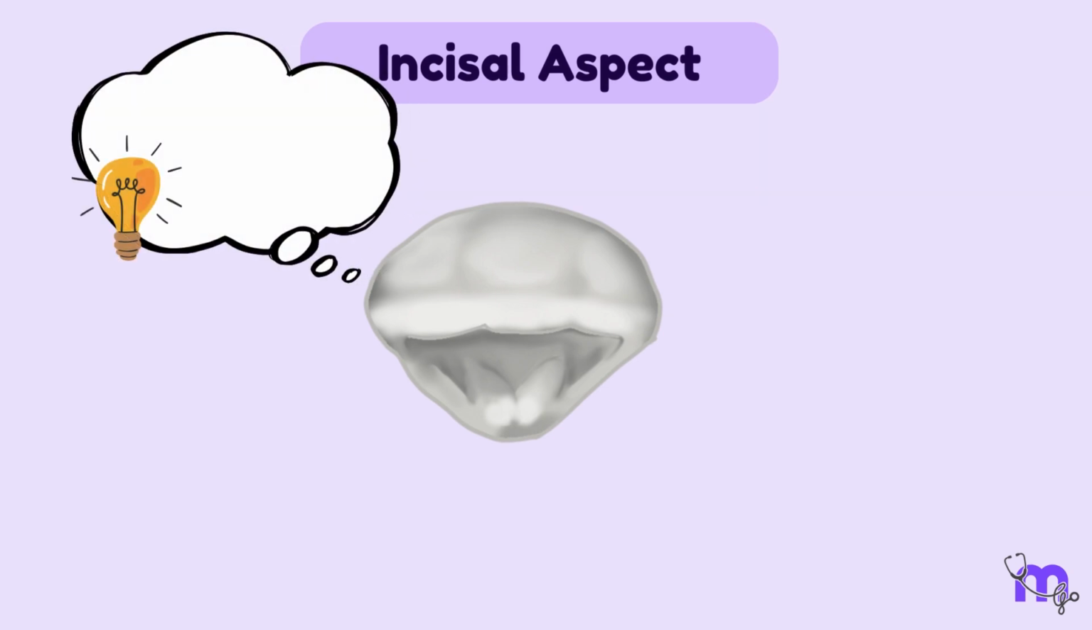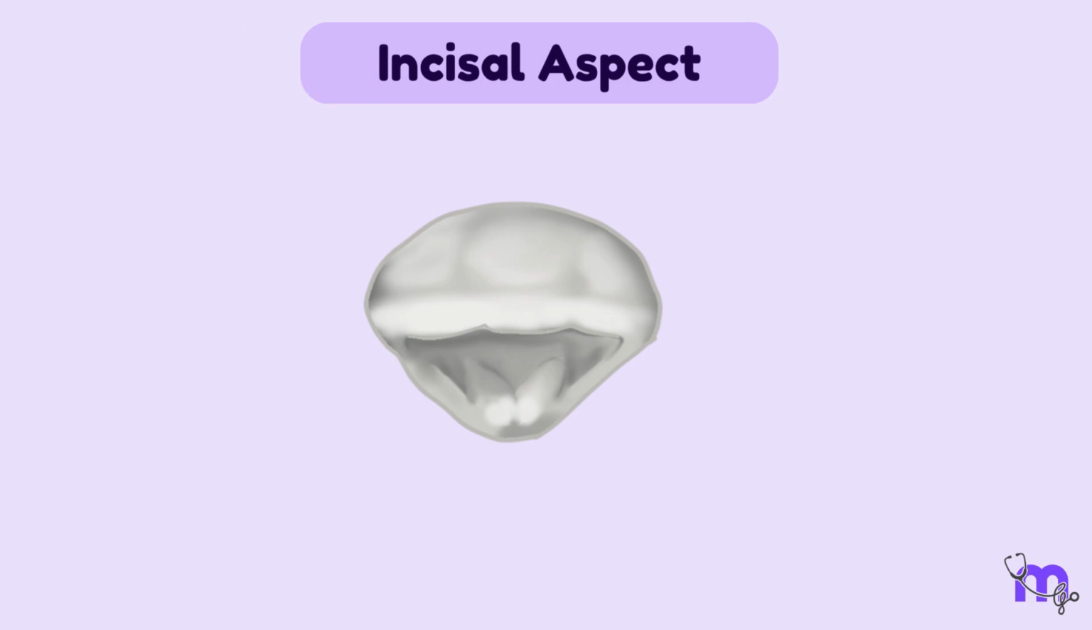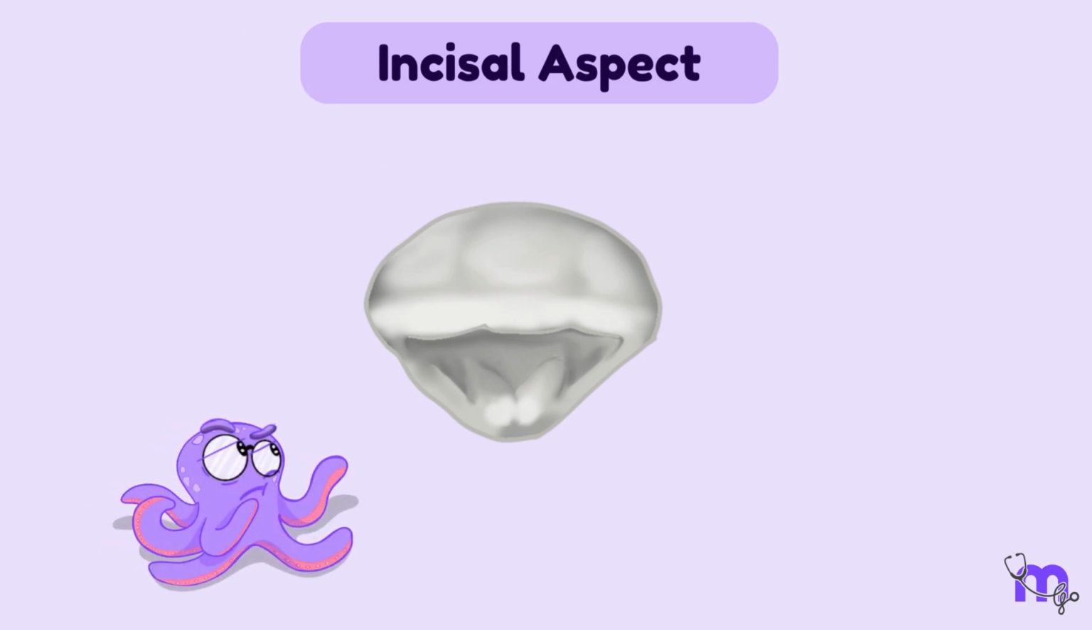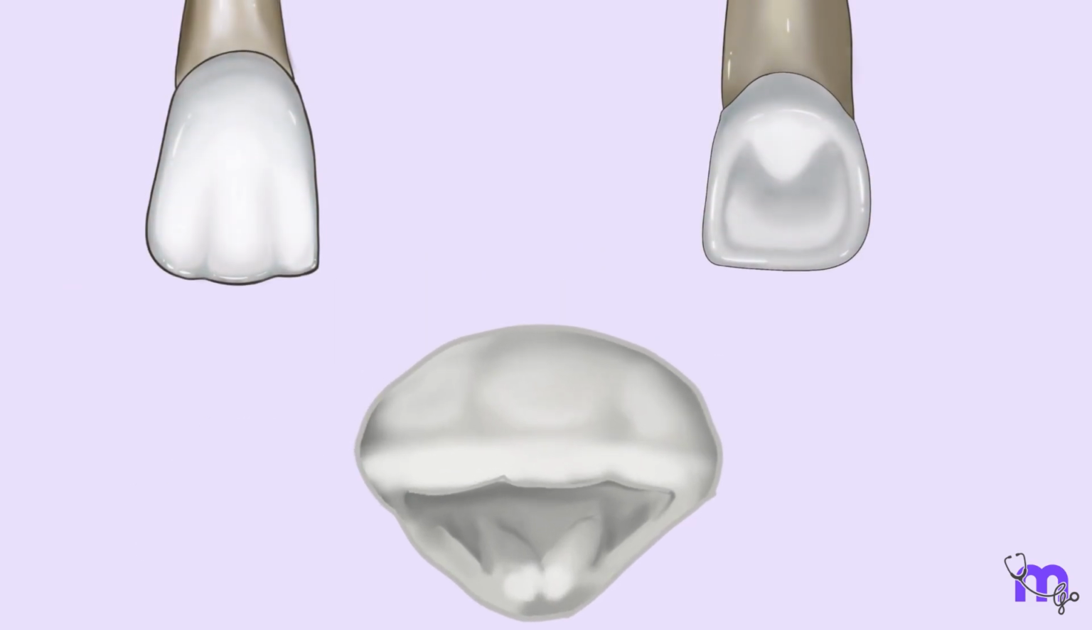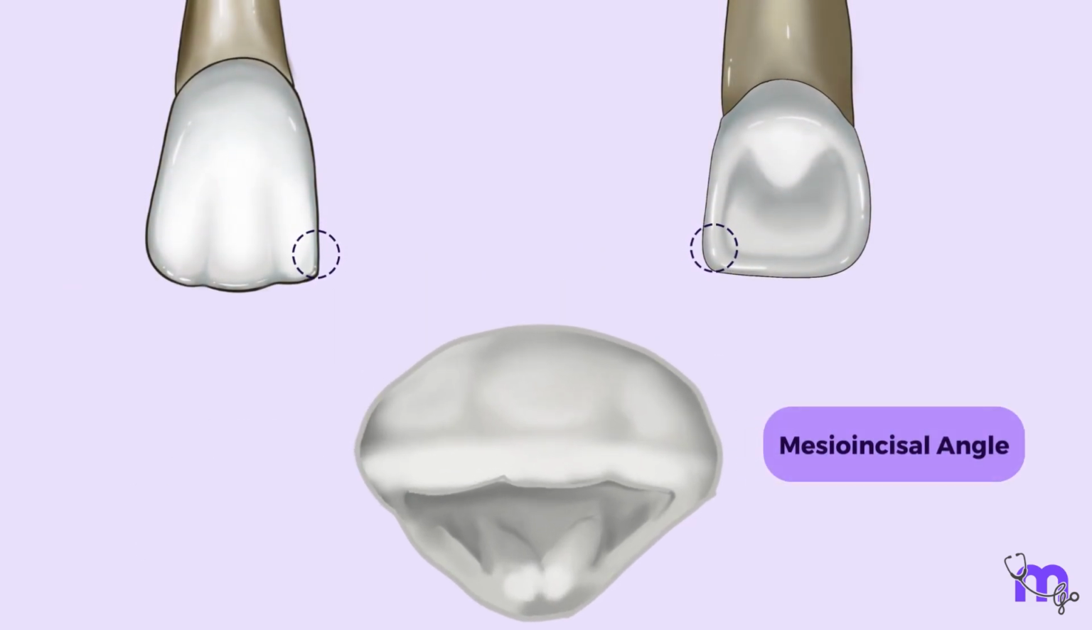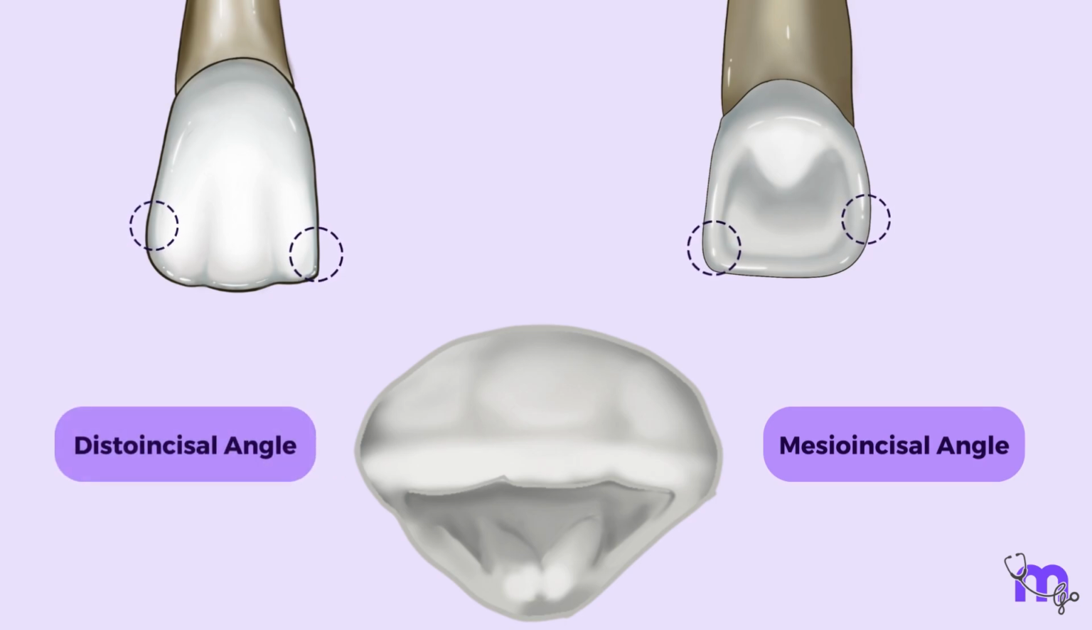Let us first understand which portions of the tooth represent the incisal outline. When we look at the tooth from the incisal aspect, the mesial and the distalmost outlines will be represented by the mesial and distal crests of curvature, which are located at the mesio-incisal and disto-incisal line angles respectively.